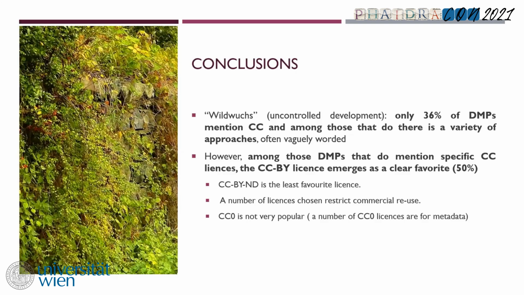What can we conclude from that? So first of all, I call this in the German word a Wildwuchs. So I tried to find a picture which shows you a Wildwuchs. So it's kind of an uncontrolled development in the sense that, first of all, only 36% of DMPs actually mention Creative Commons. But those that do, there is a variety of approaches. And it's often vaguely worded. So it's kind of every project doing their own thing, basically.